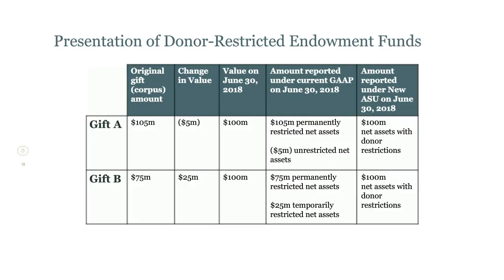This slide shows the presentation of donor-restricted endowment funds. So currently in practice, if you have a deficiency in your endowment funds, in your endowment footnote, you note that coming out of unrestricted net assets. So if you have appreciation, usually it sits in your temporarily restricted net assets until it's appropriated for use. If you've got a deficiency in your fund, that comes out of your unrestricted column. Under the new guidance, that stays within your column of with donor restrictions.